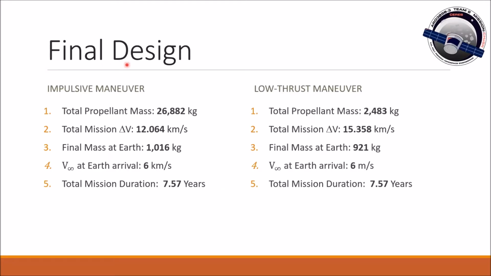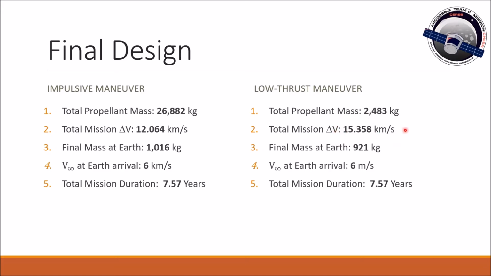This is our final design overview. To the left, we have our impulsive maneuver, and to the right, we have our low thrust maneuver. The 2 differ on the first 2 bullet points, the first being total propellant mass. This is due to the fact that the impulsive maneuver has 10 times more total propellant mass compared to the low thrust maneuver. The second thing both maneuvers differ on is the total mission delta V. The total delta V on the low thrust maneuver is 3 kilometers per second greater than the impulsive maneuver.